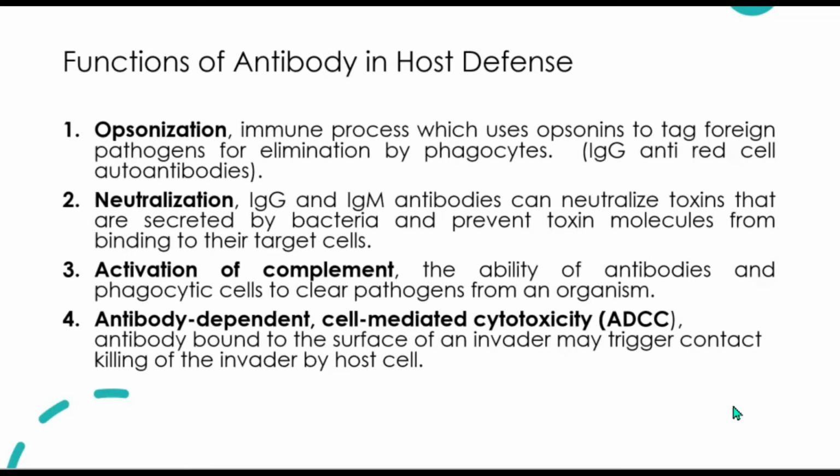Without the opsonin, such as an antibody, the pathogen has a negatively charged cell wall, so the pathogen and phagocytes repel each other, and the phagocyte cannot do its job of engulfing the foreign material. Opsonins are used to tag foreign pathogens so that they are recognized by phagocytes. Next is neutralization. This is composed of IgG and IgM antibodies which neutralize toxins that are secreted by bacteria and prevent toxin molecules from binding to their target cells.